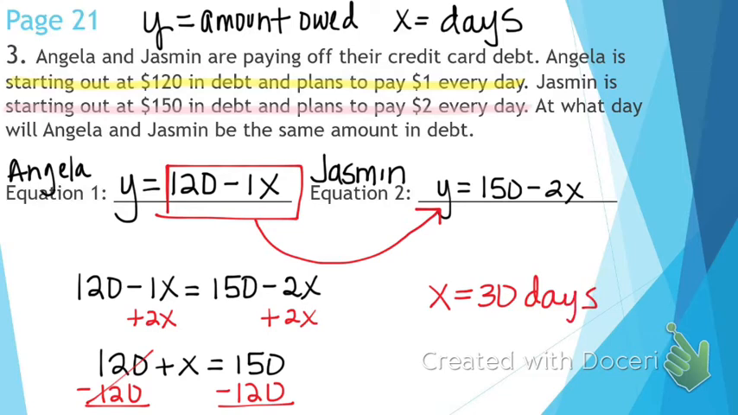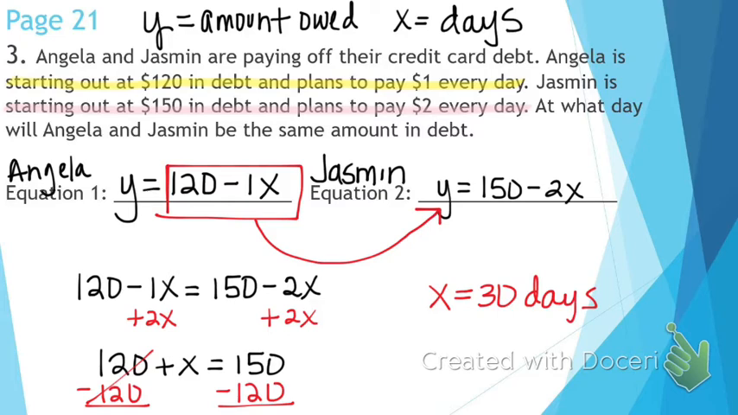So what we just figured out is that it's going to take 30 days, because it says, at what day will Jasmine and Angela be in the same amount of debt? So in 30 days, it's going to take 30 days. And after 30 days, we're on question 3. After 30 days, the amount of money owed is going to be the same for Jasmine and Angela.